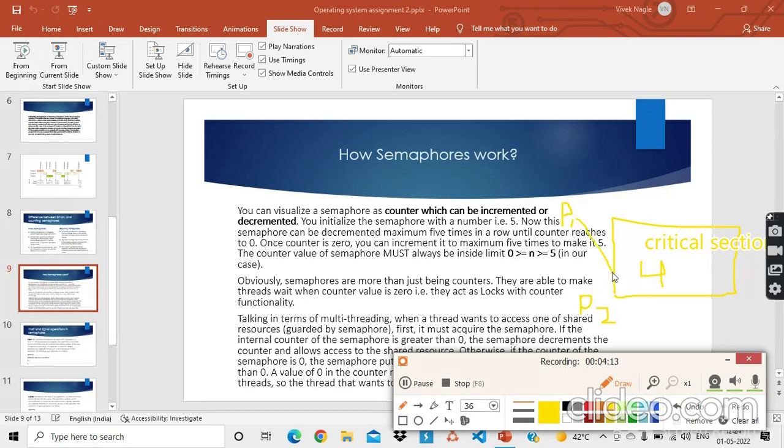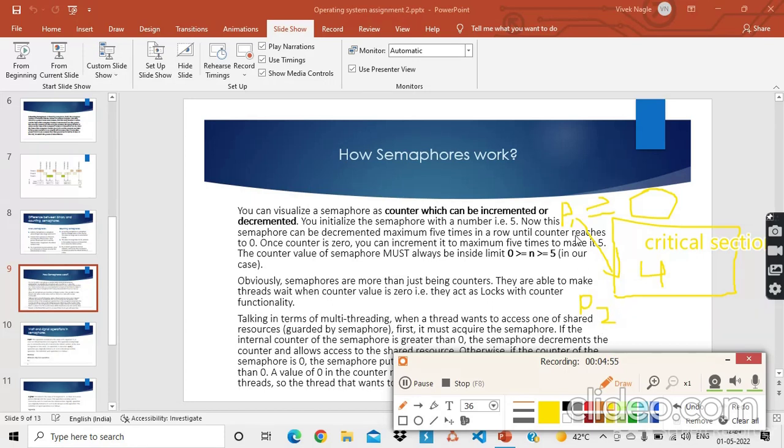For example, the process P1 wants to enter the critical section. If the critical section value is 4, there are resources in the critical section, and the process wants to access them. The process enters the critical section by taking the value. If the value for process P1 is 0, it does not enter the critical section. If the value is 1, it enters the critical section, accesses the resource that it wants and executes its task.